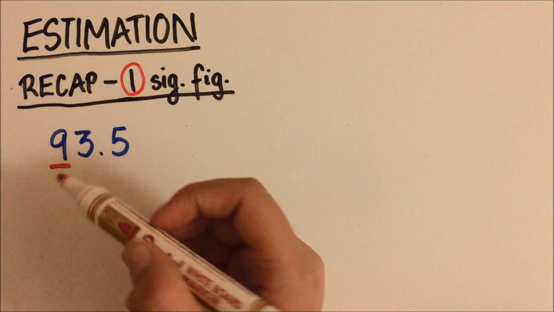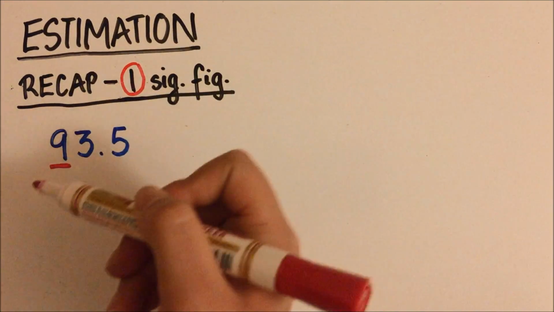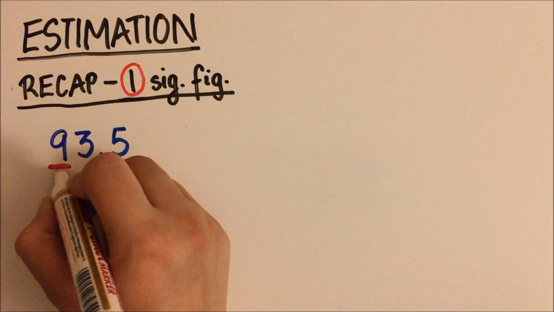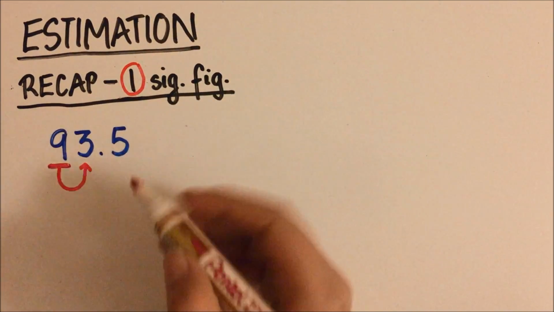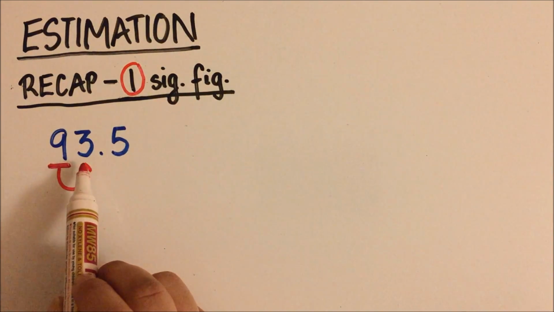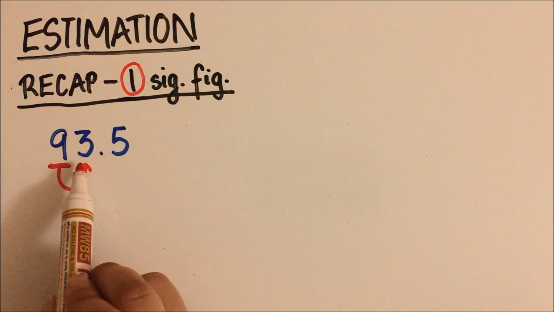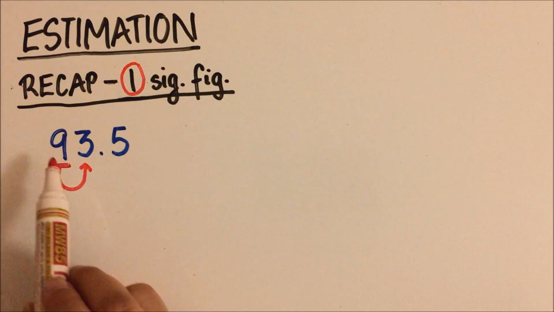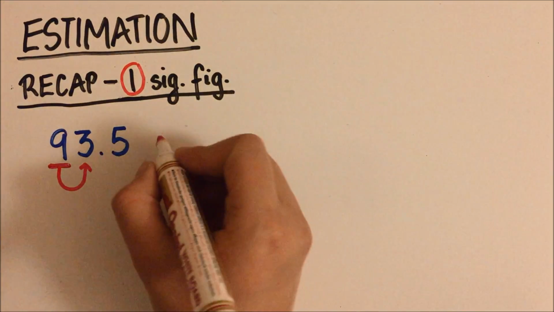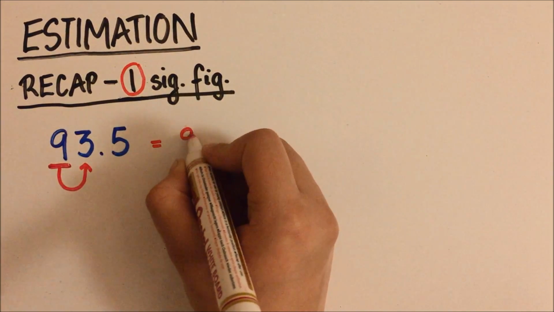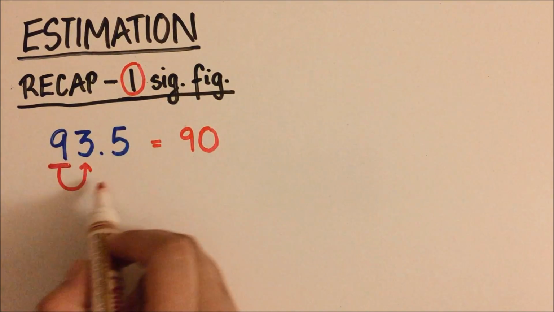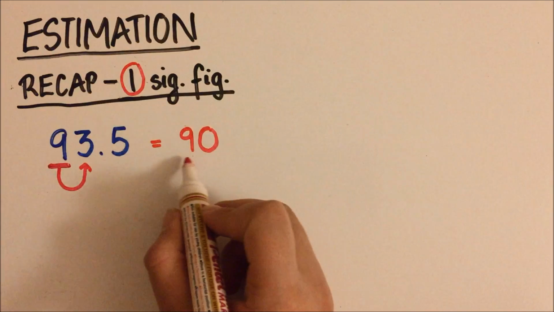Obviously in significant figures, they don't really use the word pivot, but I use it just for convenience. So 9 becomes our pivot. You look at 1 to the right side of the pivot, and you look at the value and you say, if it's smaller than 5, the pivot stays the same. If it's bigger or equal to 5, you add 1 to the pivot. But you can clearly see that 3 is smaller than 5. Therefore, the pivot stays the same and everything on the right side becomes 0. So this, rounded off to one significant figure, is 90.